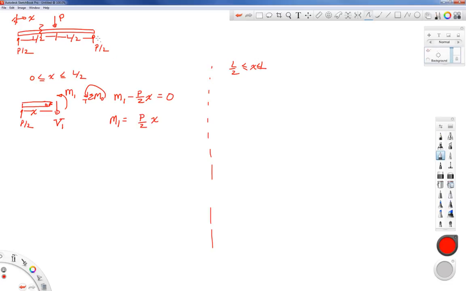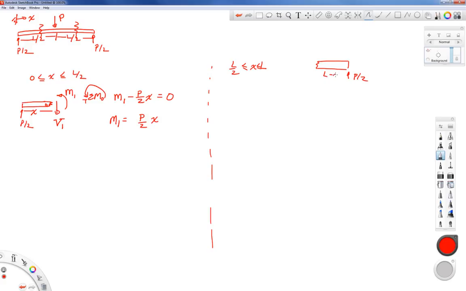Let's do the same thing. Let's find the moment inside of region 2. And on my cut, the distance from my origin to my cut spot is still the variable distance x. And I have a choice of looking to the left of the cut or to the right. In this case, I am going to look to the right of my cut because I have fewer terms to deal with. If the beam's in equilibrium, it doesn't matter, but the algebra is just a little bit less involved.